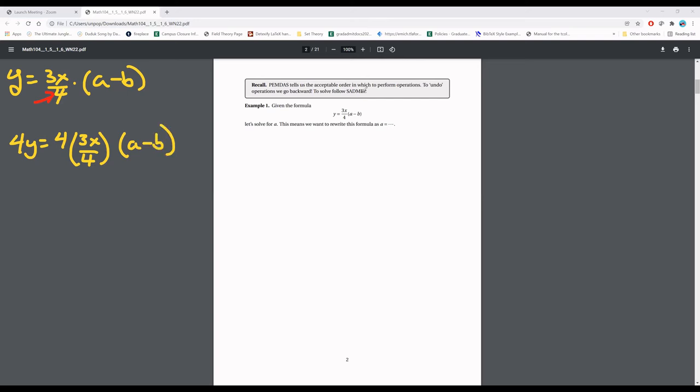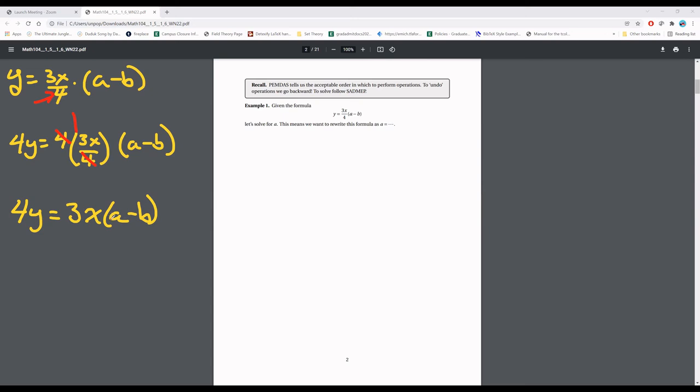Why? Well, I have 4 times 3x divided by 4. 4 divided by 4 is 1. And 1 times anything is just that thing again. So I don't have to keep writing it. It does nothing. I have 4y is equal to 1 times 3x times a minus b. So I've taken care of the division.